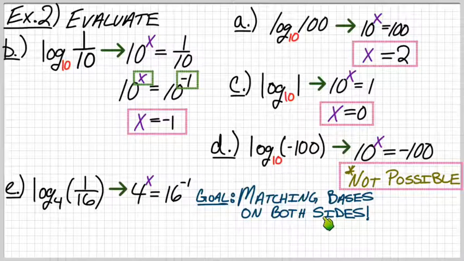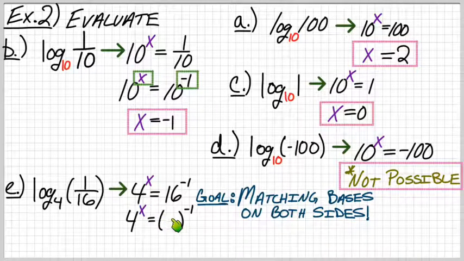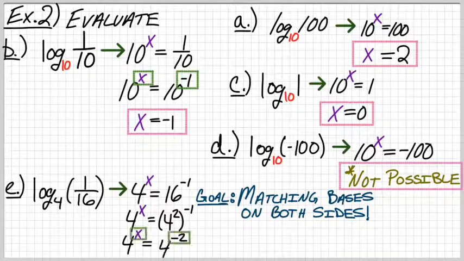And the easiest way to do that is to make 16 look like 4 to some power. So this one's 4 to the x. You can write 16 as 4 squared. So I want to get the same base on both sides, so I can write 4 to the x equals, and where 16 is, I'm just going to call that 4 squared. So now I definitely have the same base. And so since this is 4 to the power of 2 to the power of negative 1, let's just multiply those exponents. So that's 4 to the negative 2.